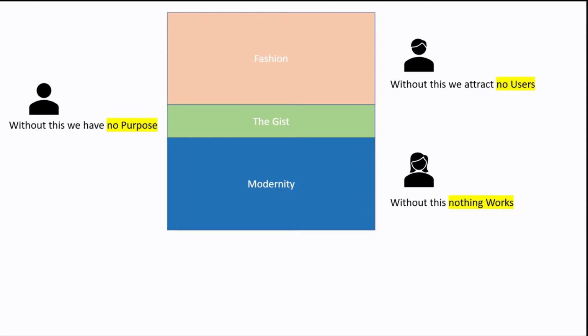And all these three different personas are really important, because without designers we can't attract any users, and without the information architect we will have no purpose. There will be nothing special with our system compared to any other system. And the coders, without those, well, nothing will work.